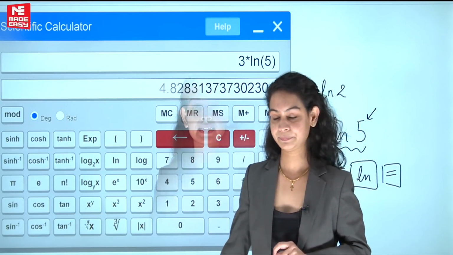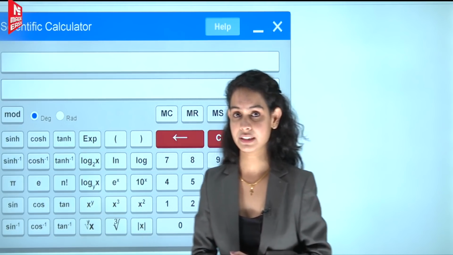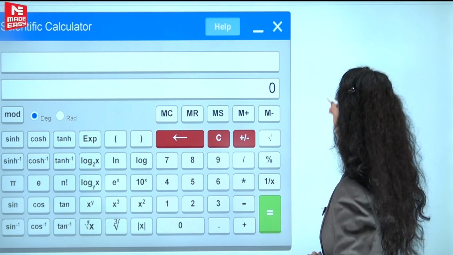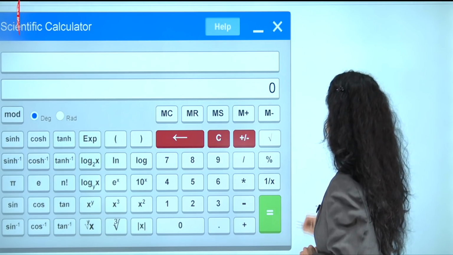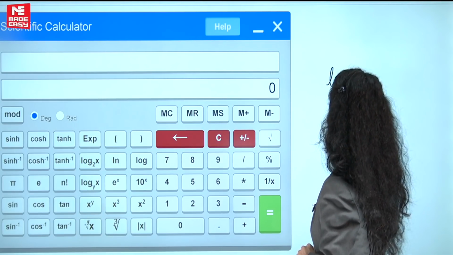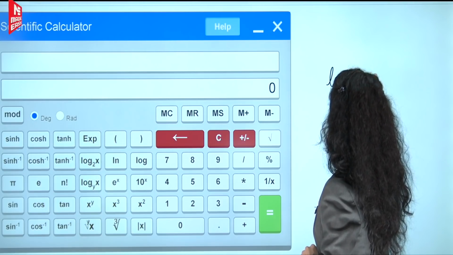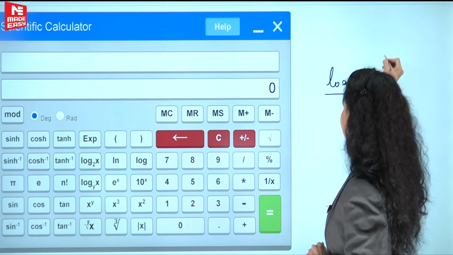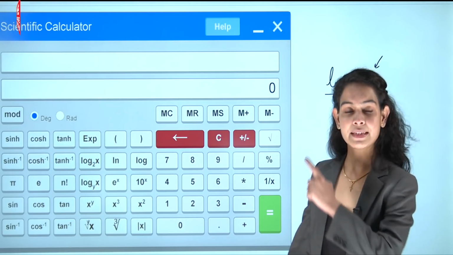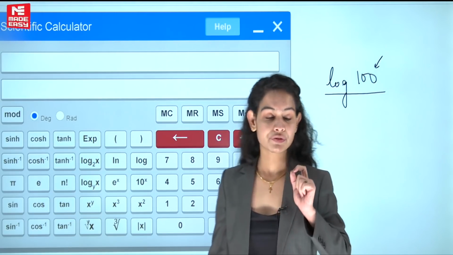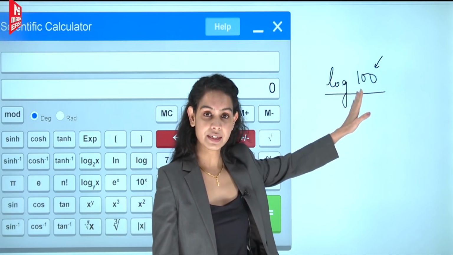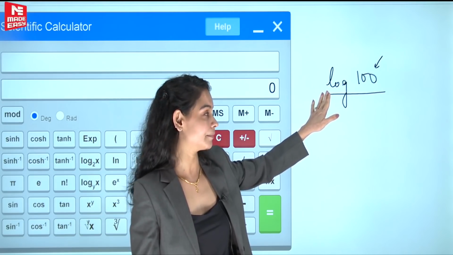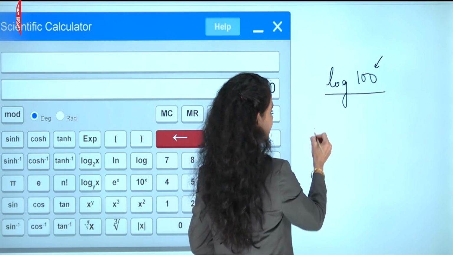press equal to, there you get your answer. The next we will see the log function, that is log to the base 10, which is found here. So to calculate log to the base 10 for any number, let us say log 100 we need to calculate. Again, the value of x here is 100. So first you will have to enter the value of 100 and then you have to press the function, that is the log tab here.